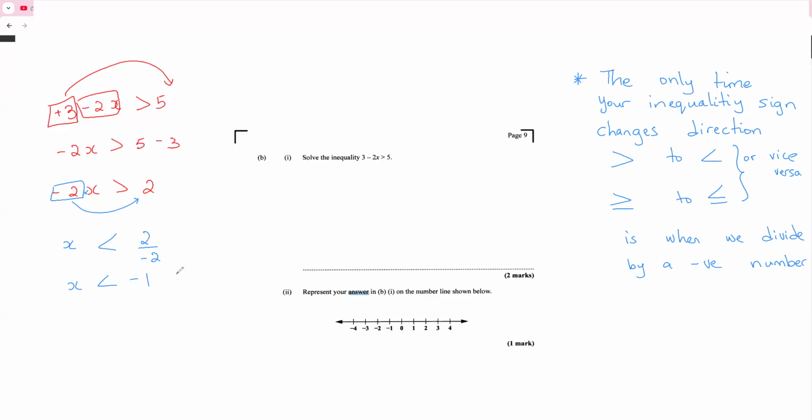Some books and some teachers, they'll draw it on the number line itself. But I normally do it above. So if your teacher wants you to do it on the line itself, yes, you could do it, but I usually do it above. All right, so pausing here.